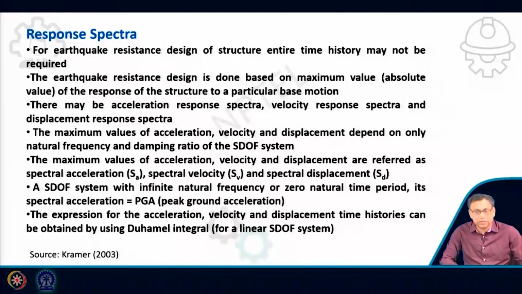Response spectra I have also discussed; this is basically for earthquake resistant design of structures. In a structure, the entire time history may not be required. So, we need the maximum or absolute value of the response of the structure to a particular base motion. I have already discussed the different responses under different loading conditions.